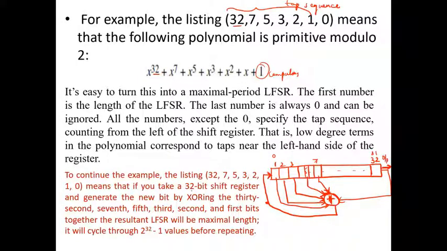As you can read here, you take a 32-bit shift register and generate the new bit. The new bit comes in this position, by XORing the 32nd, 7th, 5th, 3rd, 2nd and 1st bits together. Once you do that XOR operation, what should you do? You have to shift. So the new bit is generated in the leftmost bit position and the rightmost bit is taken as output. There is a shift happening. This is how we realize the LFSR.